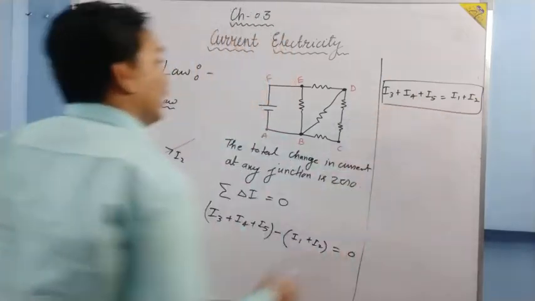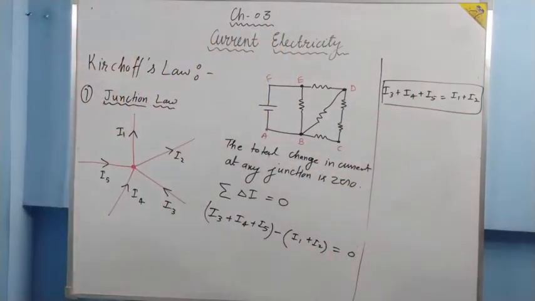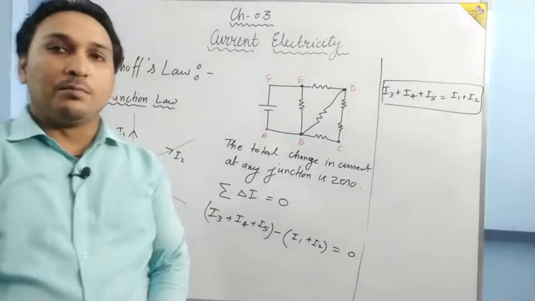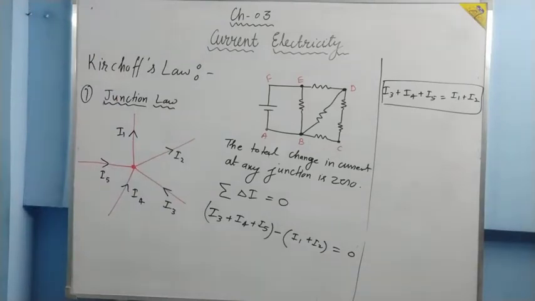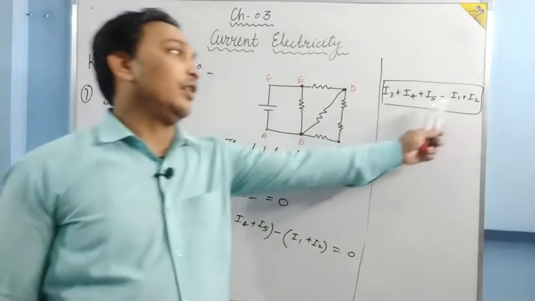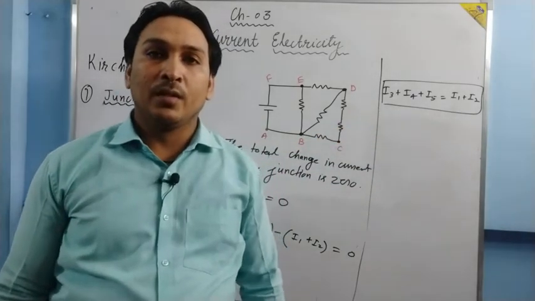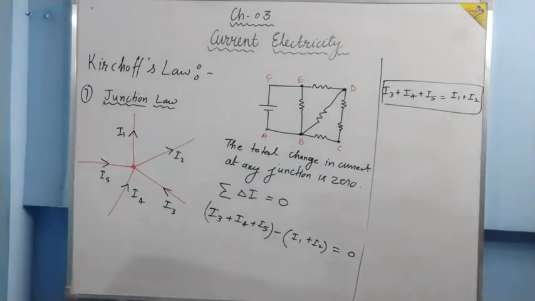So basically in this you can see that I3, I4 and I5 are incoming currents, and I1 and I2 are outgoing currents. So in simple words, total incoming current is equal to total outgoing current. Here I have written total outgoing current is equal to total incoming current. Okay. On which conservation law is it based?